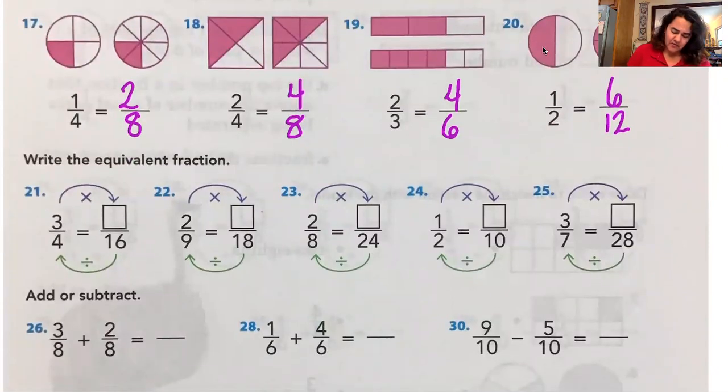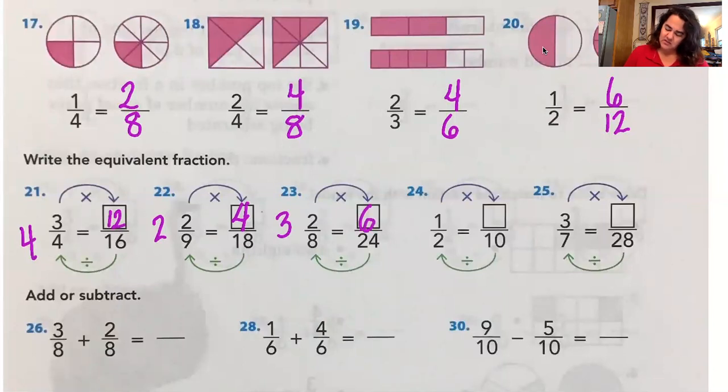16 divided by 4 is 4. 4 times 3 is 12. How many of you got that? Good work. 18 divided by 9 is 2. 2 times 2 is 4. 24 divided by 8 is 3. 3 times 2 is 6.